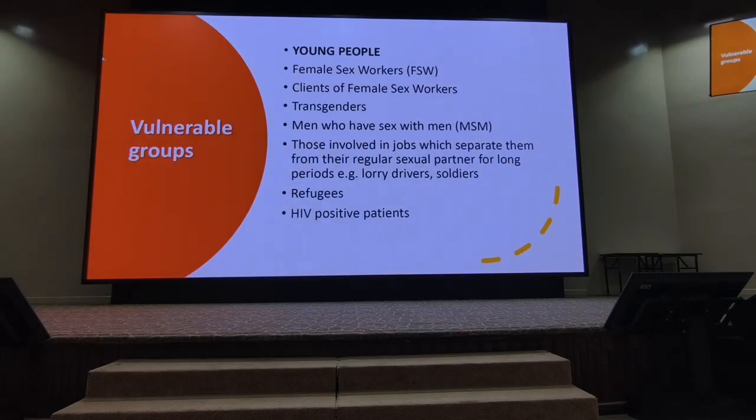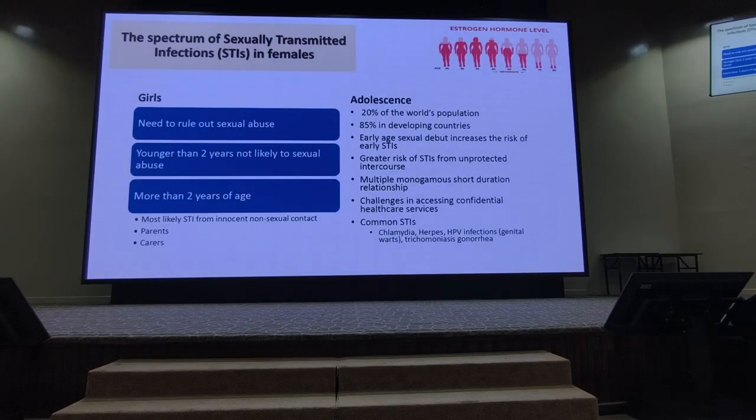So who is at risk? Young people mostly are at risk if you look at the population of the world. Why? Because sexual activity occurs mostly in young people, they're more casual, less likely to use condoms. Female sex workers, clients of female sex workers, or transgender, or men who have sex with men. And those who are involved in jobs where they are away from their spouse for a very long time are also at risk because of casual sex exposure. And the other groups are refugees and HIV positive patients.